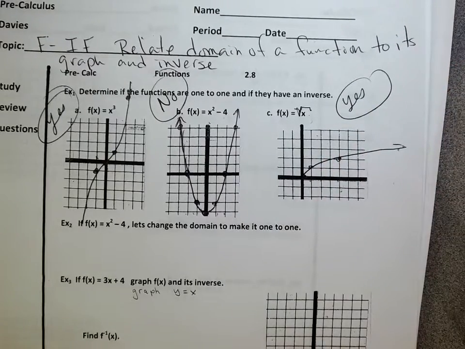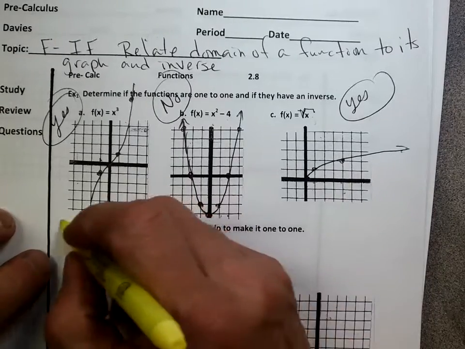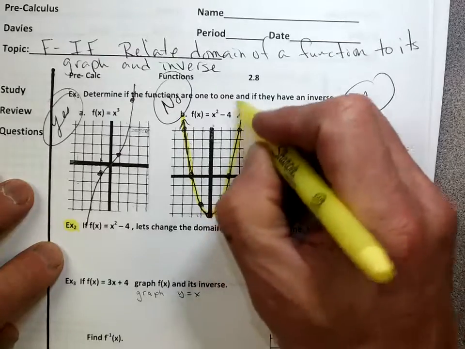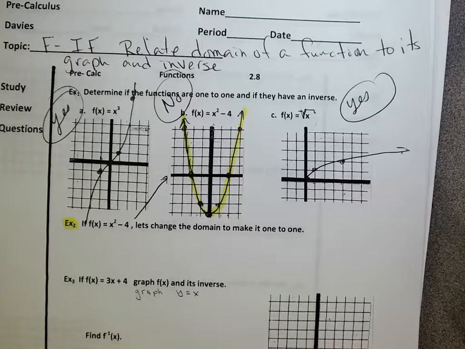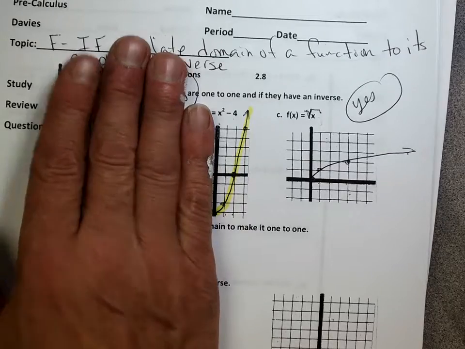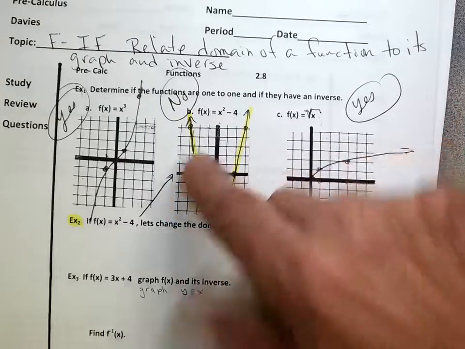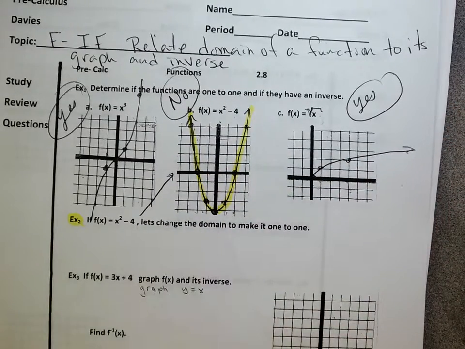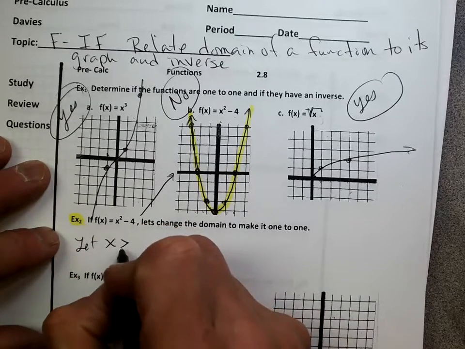Okay, now let's take a look at example 2. Example 2 is really this parabola here, right? Example 2 is really that graph right there. Now let's change the domain to make it one-to-one. So what we have to do is this. We have to get rid of half the graph. Now this is math. You can't just erase it. Listen. You can't just erase it. You have to mathematically erase it. So we're going to change its domain. So we're going to put this little stipulation in this problem. We're going to say let x be greater than or equal to 0.